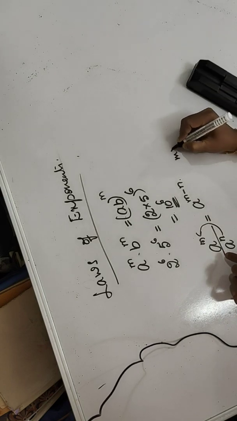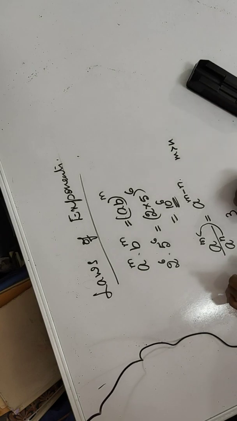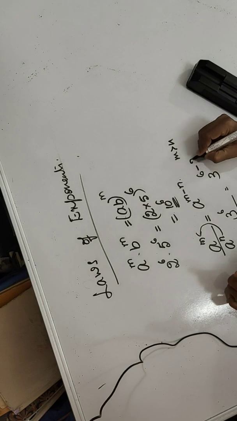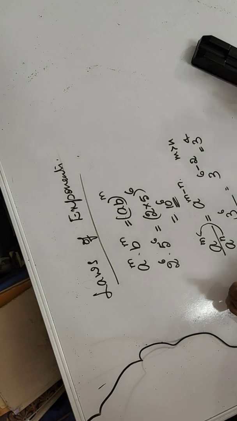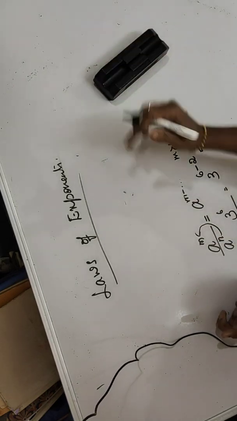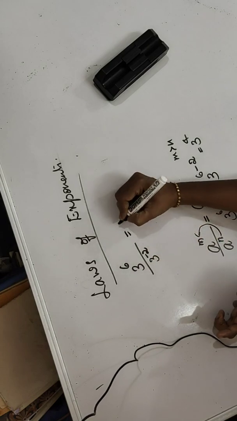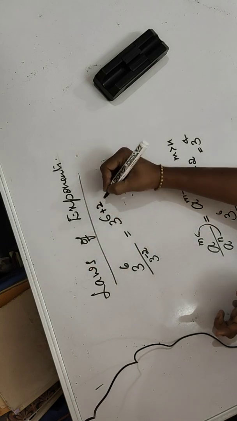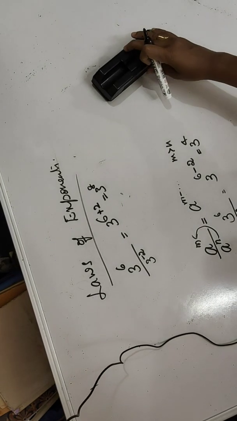When m is greater than n. For example, 3 to the power 6 divided by 3 to the power 2. 3 to the power 6 is here, and here plus 2 is there. While coming up, it becomes minus 2, so 3 to the power 4. Same number I will take. If 3 to the power 6 and 3 to the power minus 2 is there, then when it is minus here, while coming up it becomes plus, 3 to the power 8. Understood? The sign will change, that's all.